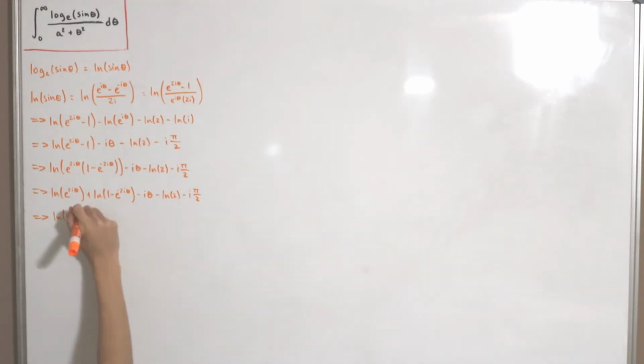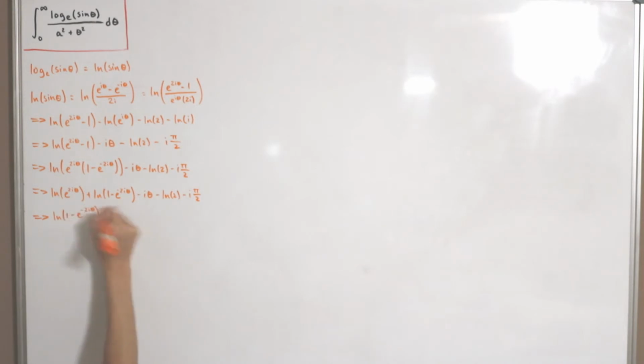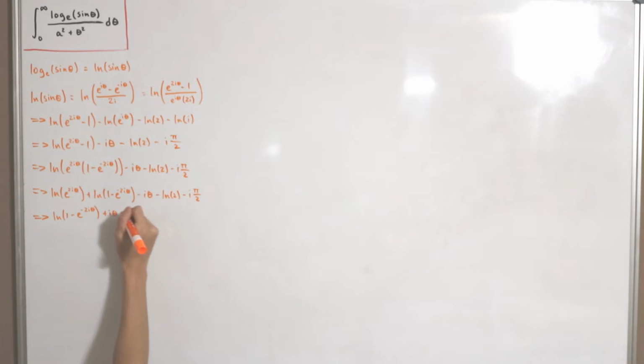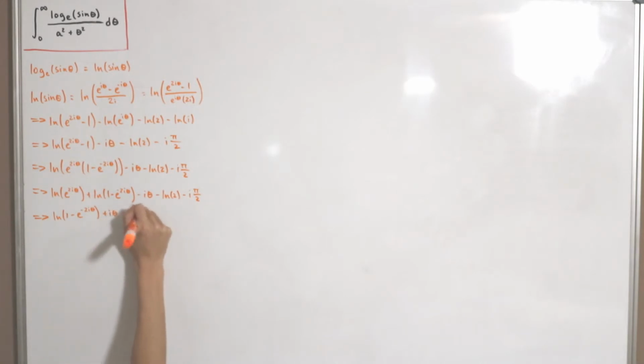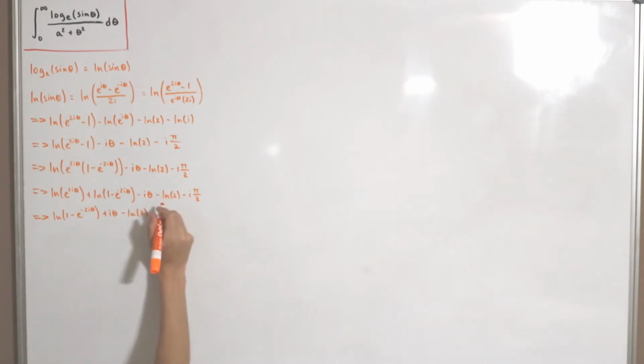So I'll rewrite what we're left with currently. This will be ln of 1 minus e to the negative 2i theta, plus I theta, minus ln of 2, and then minus I times pi divided by 2. Now let's separate the terms out, because we actually have a complex number.